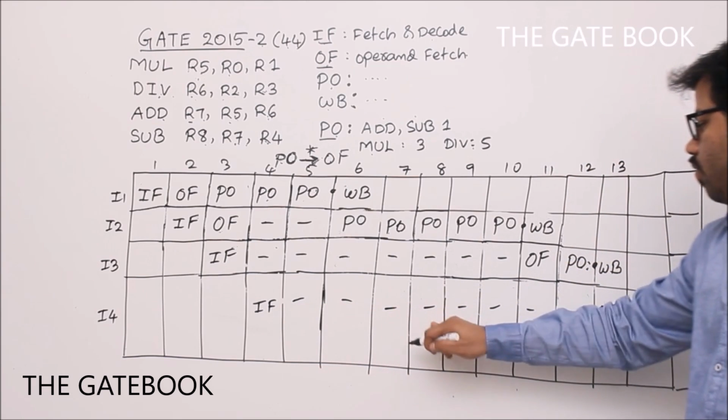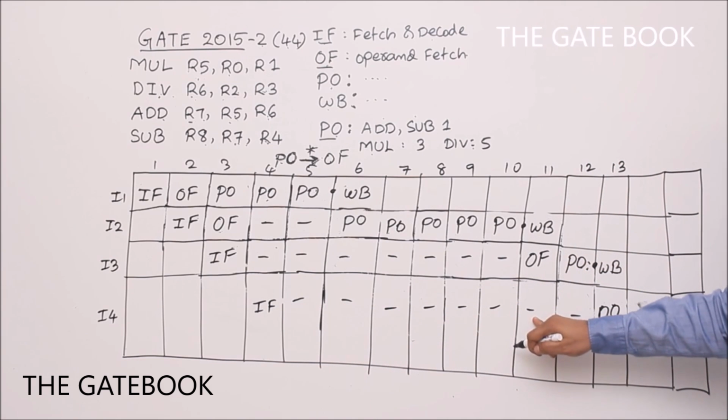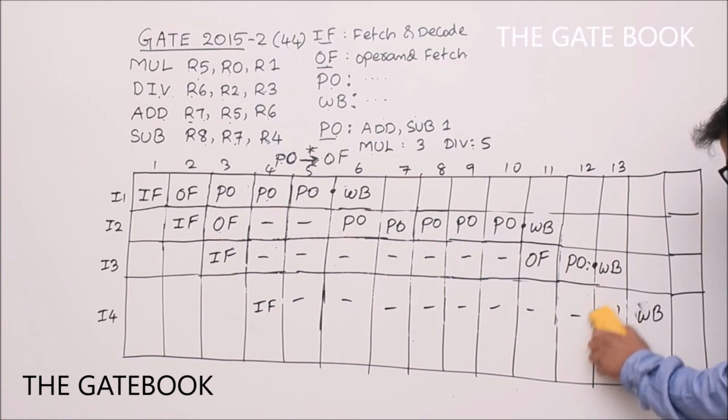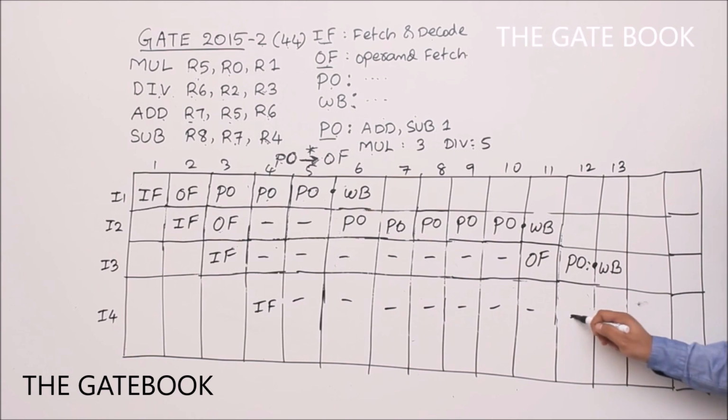Then 1, 2, 3, 4, 5, 6, 7. We cannot do anything here. I have forgotten. OF is missing actually, correct? That is what actually we have to do here. Then in this stage we will be doing OF, right?